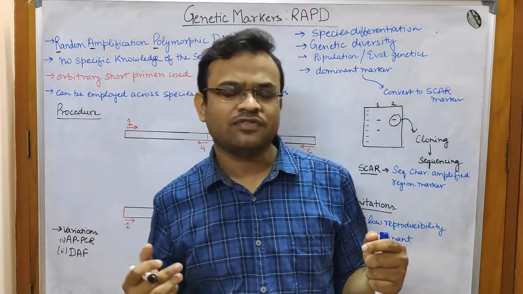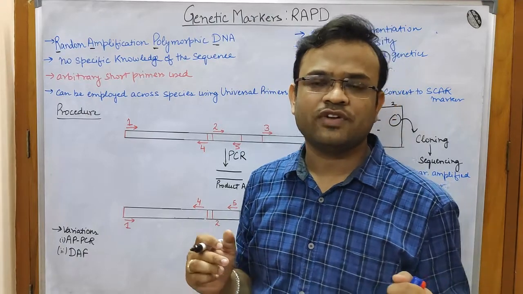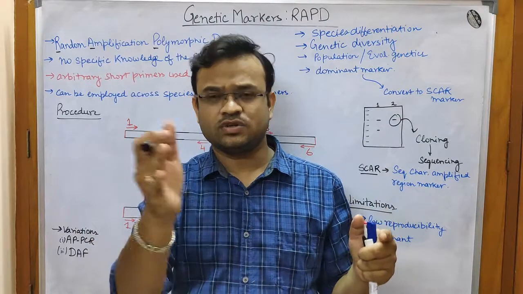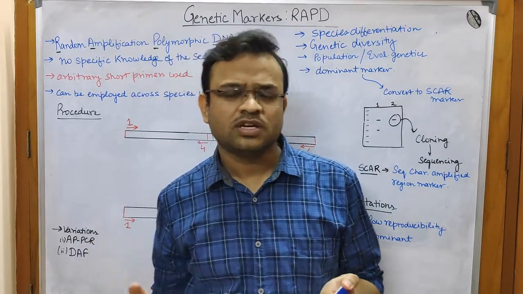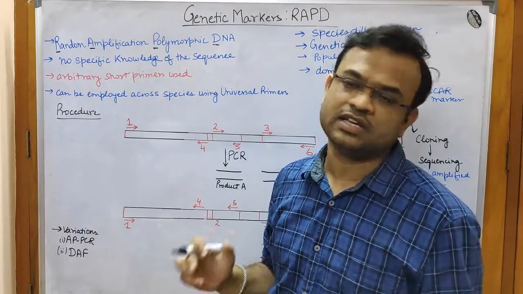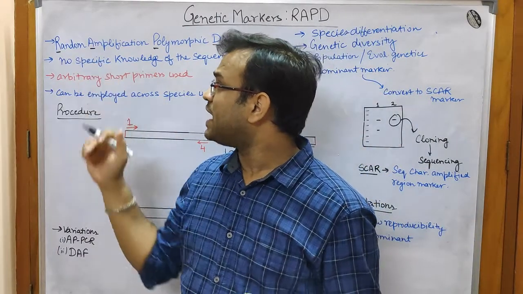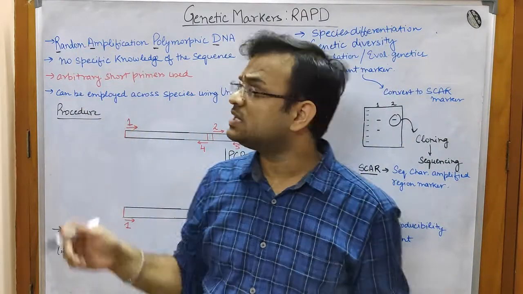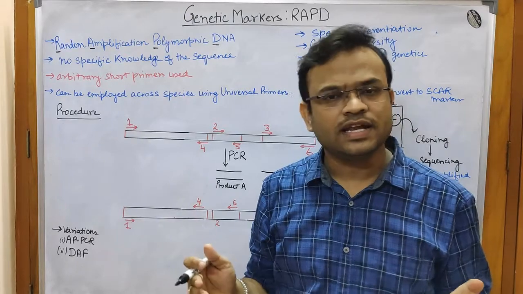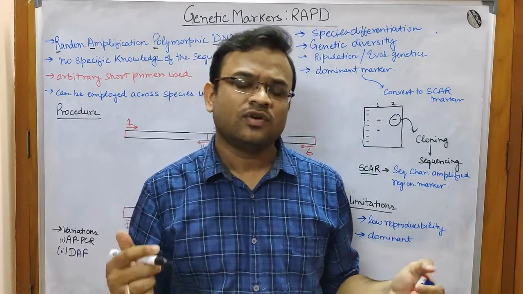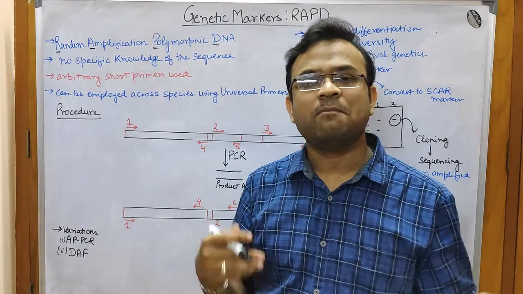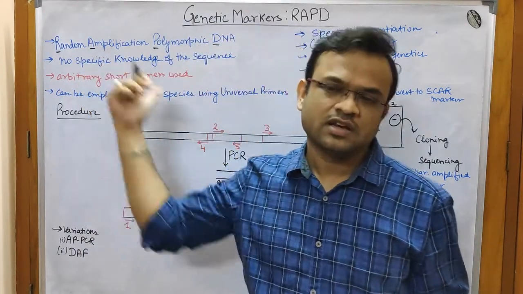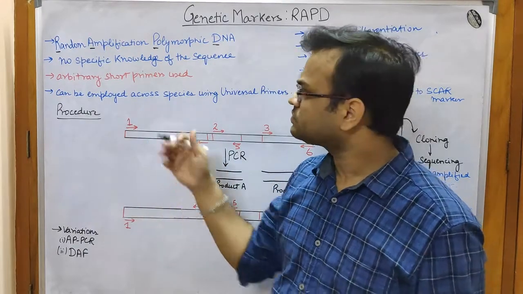As I have said time and again in biology, once you break down the entire word into its constituent terms, then you can easily understand the meaning of the technique. So here also, random amplification polymorphic DNA means random sequences of the DNA are amplified. You have a DNA template, and with the help of PCR you amplify random sequences. Now how do you get hold of those random sequences? We will come to know when we proceed in the lecture.